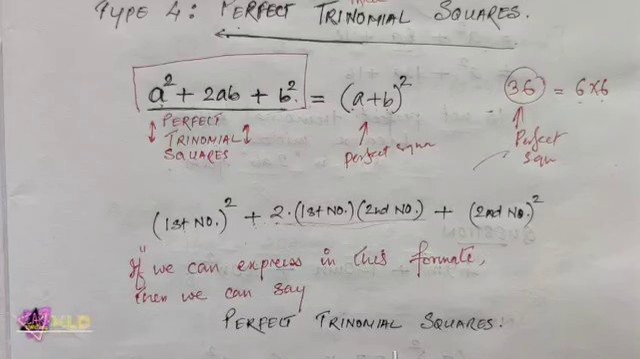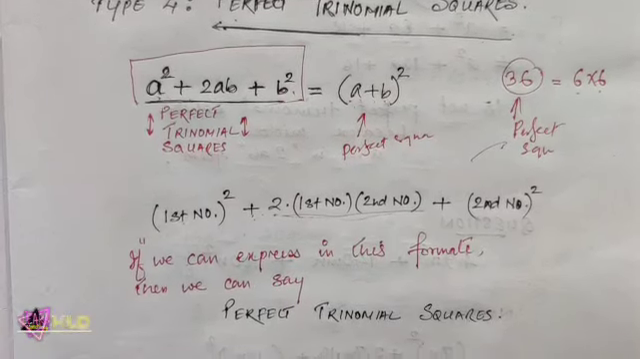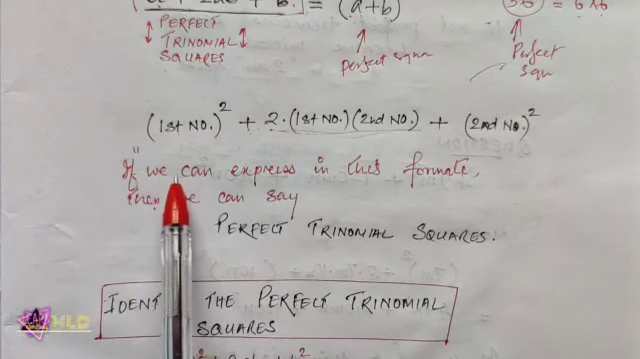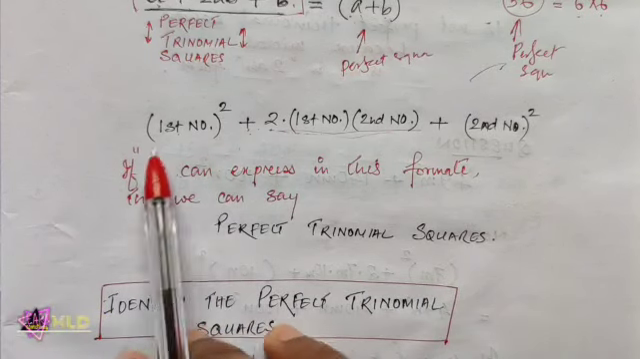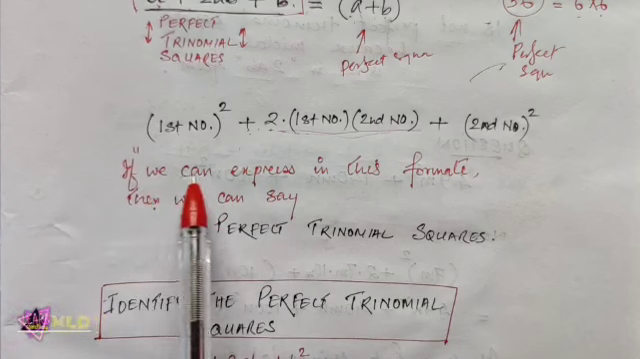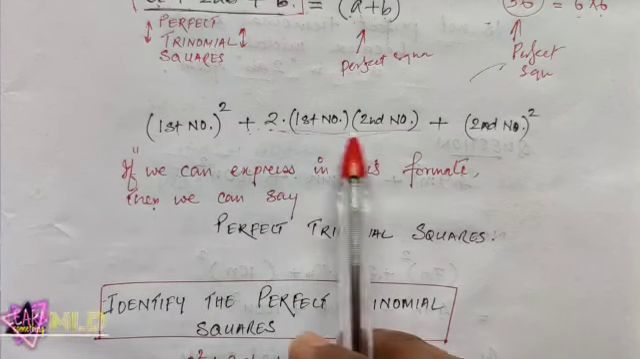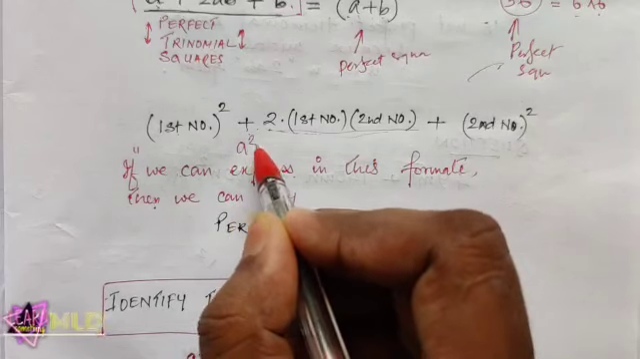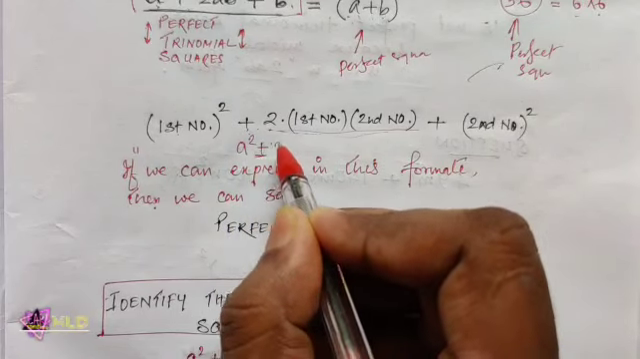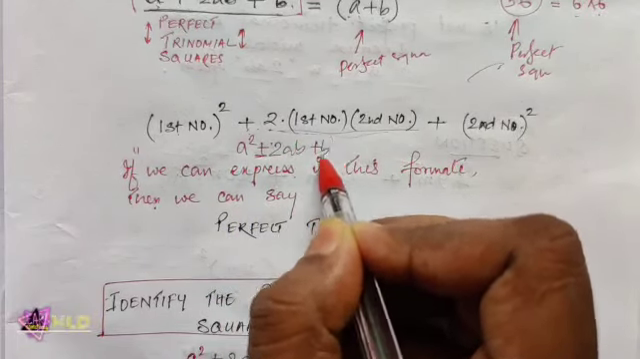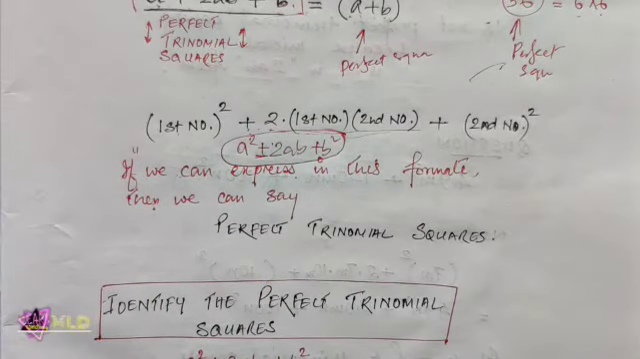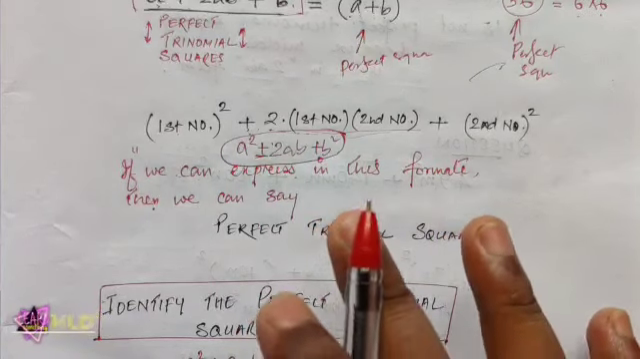We'll see with an example. So what is a perfect trinomial square? If we can express in this format, a square plus, or it can be minus, twice ab plus b square. If you can express a 3-term algebraic expression in this pattern, then that will be called a perfect trinomial square.